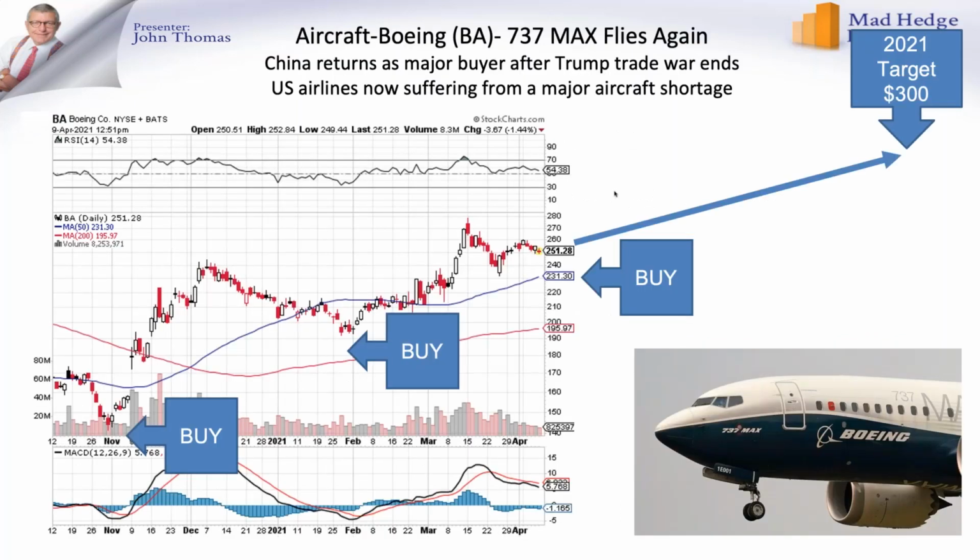Boeing, of course, is the ultimate cyclical recovery stock. It's already moved from 95 to 250. We still have buy signals coming out on this every couple of months, and we're targeting $300 in Boeing. You know, China returns as a major buyer of planes after the Trump trade wars end, and now U.S. airlines are suffering from a major aircraft shortage after canceling all their orders last year.